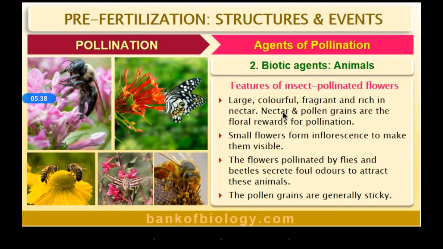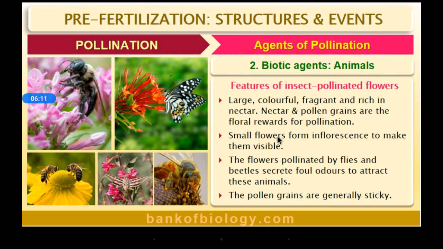And here you can see the characteristics of insect-pollinated flowers. That means the flowers will be large, colorful, fragrant, and rich in nectar, which will help to attract these types of insects, butterflies. Nectar and pollen grains are floral rewards for pollination. As these insects and butterflies help in pollination, they get nectar and pollen grains in return. So it's like a reward for pollination.